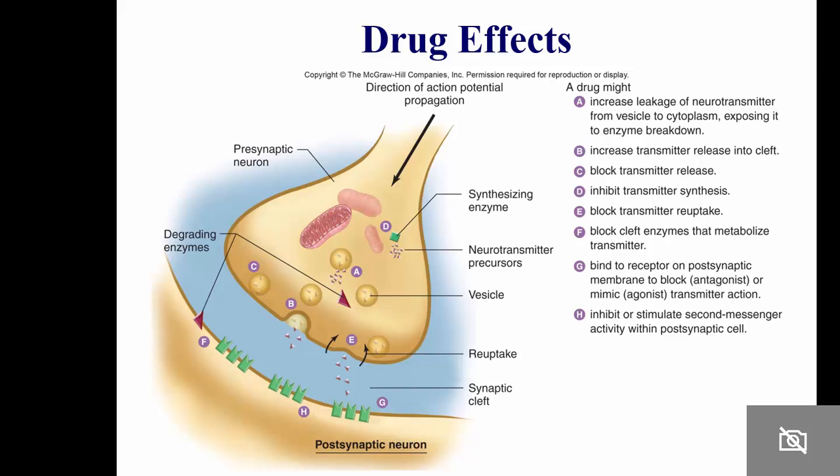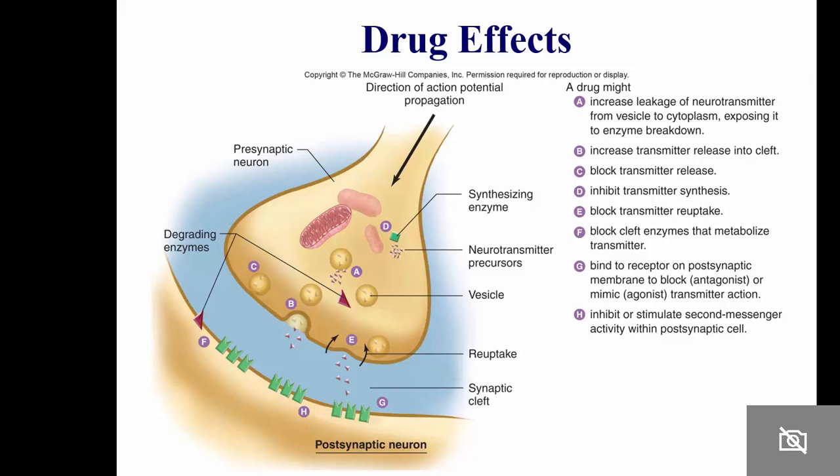A, you can increase the leakage of the neurotransmitter from the vesicle, right? So more of it can leak. B, you can increase the neurotransmitter release here, so you can have more of it coming out. C, you can block the neurotransmitter release, right? So you can prevent it from opening up. That's one way to affect it.